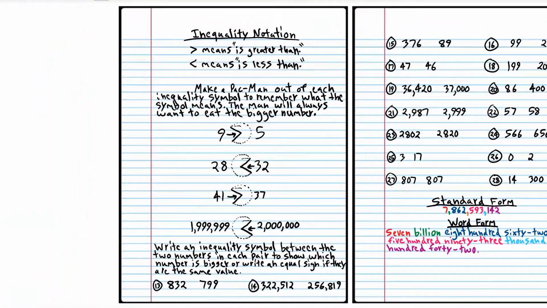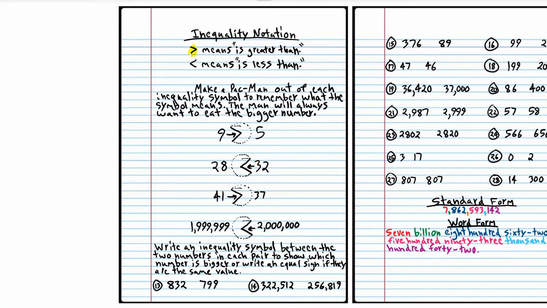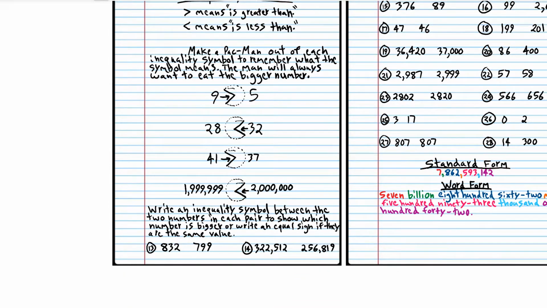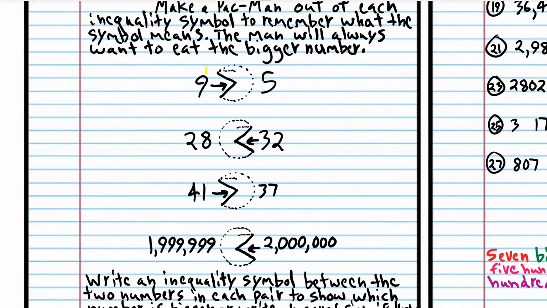Now we're going to learn inequality notation. This symbol means is greater than. This symbol means is less than. So this expression here means 9 is greater than 5.